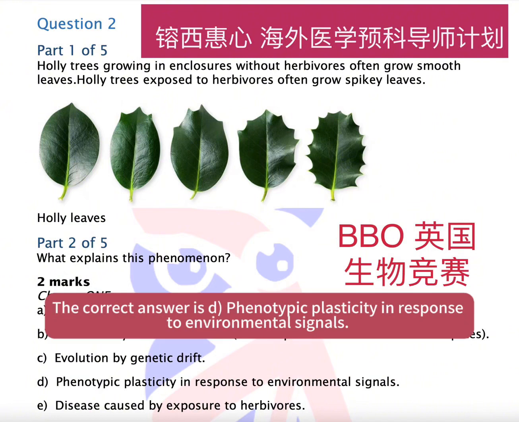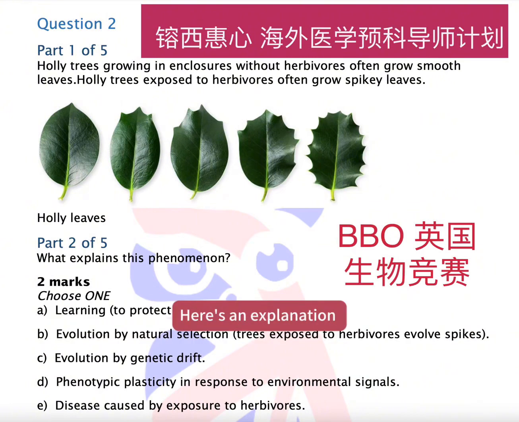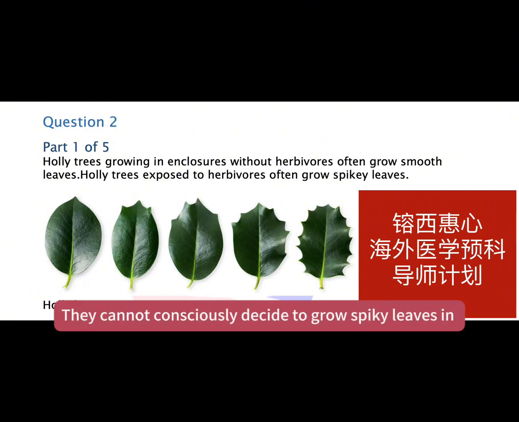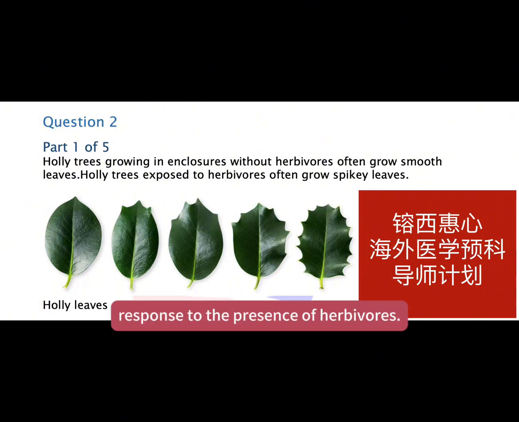The correct answer is D. Phenotypic plasticity in response to environmental signals. Here's an explanation of why the other options are incorrect and why this one is correct. A. Learning to protect themselves from deer. Holly trees are plants and do not have a nervous system or the ability to learn in the way that animals do. They cannot consciously decide to grow spiky leaves in response to the presence of herbivores.